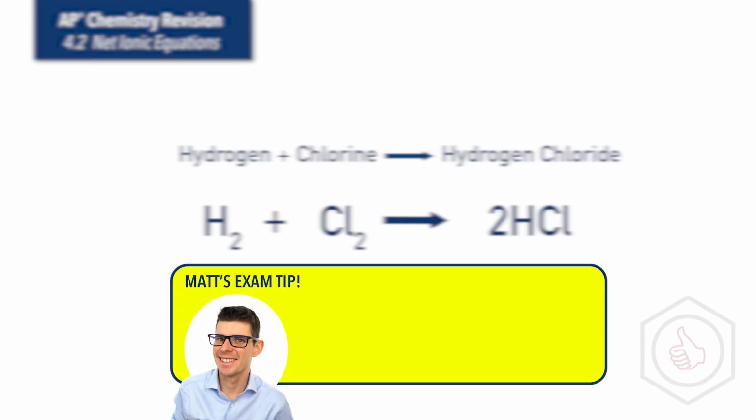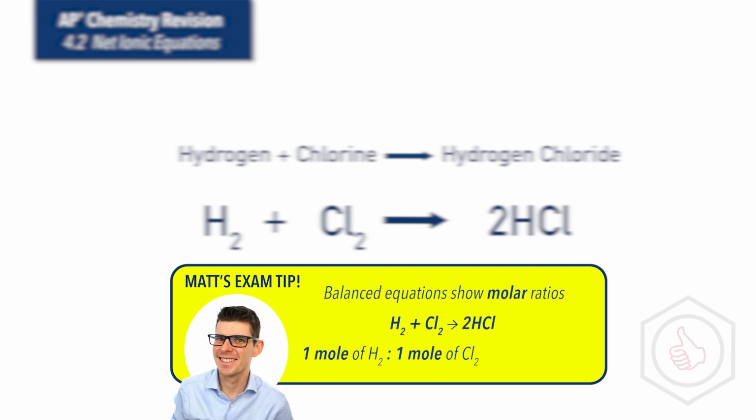Exam tip here, remember that balanced equations show molar ratios. So for the example given previously with hydrogen and chlorine, what this equation actually shows us is that 1 mole's worth of hydrogen reacts with 1 mole's worth of chlorine to produce 2 moles' worth of HCl.